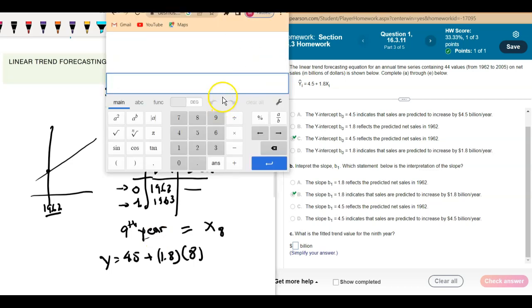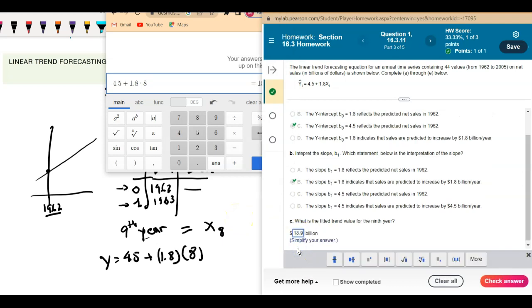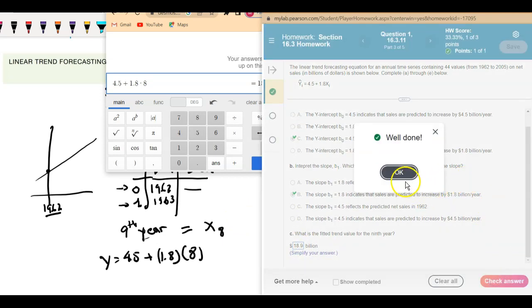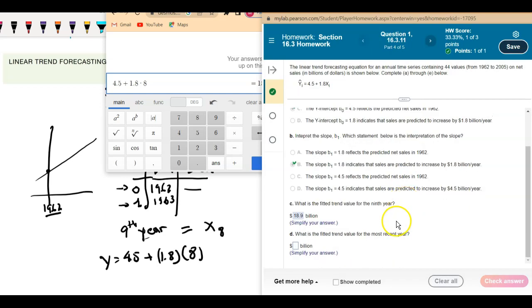So let's plug it in. 4.5 plus 1.8 multiplied by 8, and that's going to be 18.9. Plug it in, check, and it's good. Now again, we're going to do the same thing. What is the fitted trend value for the most recent year? The most recent year is 2005, and that's the 44th value.